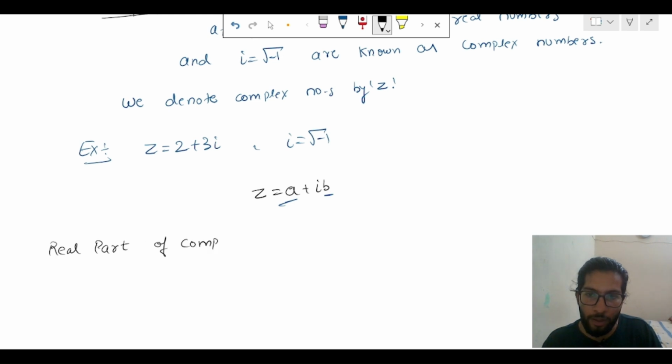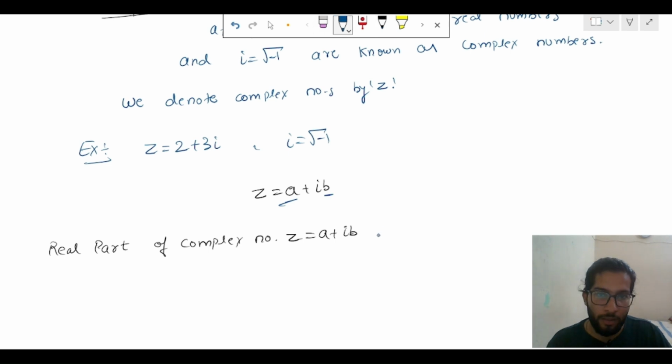Real part of complex number z is equal to a plus ib is a, in which we don't have iota. If iota is present as the coefficient, then this one is the imaginary part. Without iota, it is our real part.